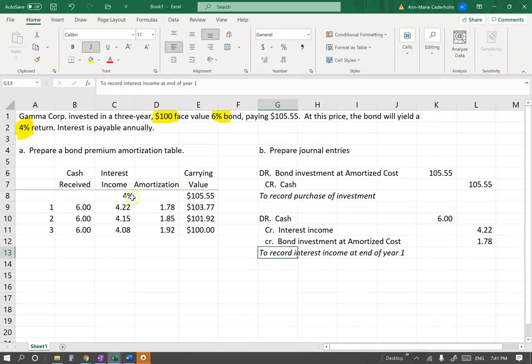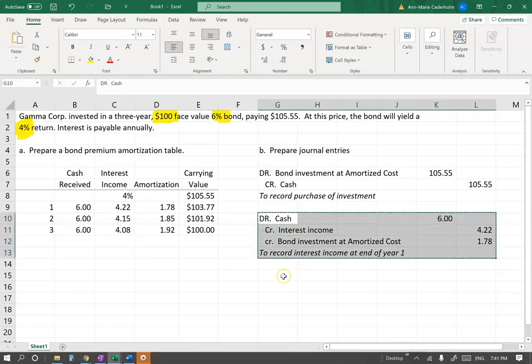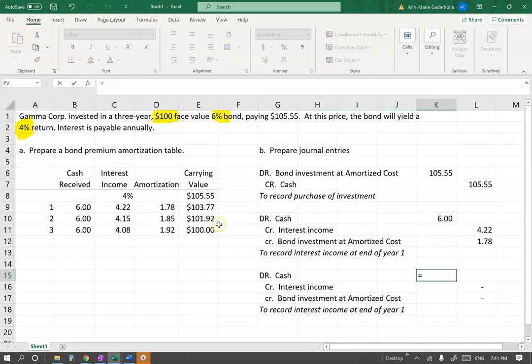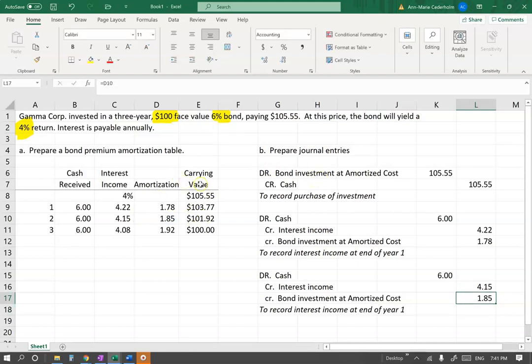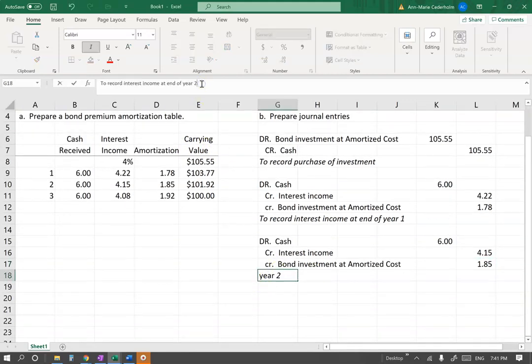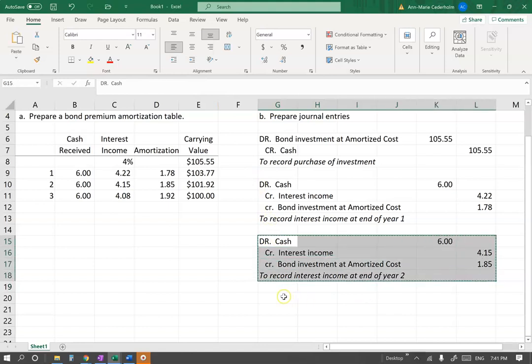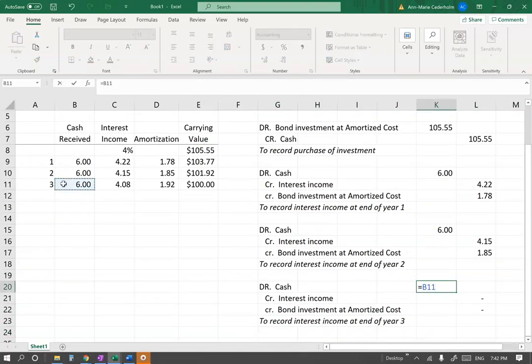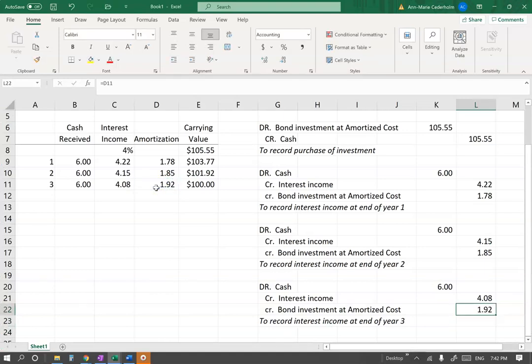Because it's only 3 years, I'll just do all of my journal entries so you can see what everything looks like for the life cycle of this bond. So my next interest payment, I'm just following my amortization table. So I've got the $6 of income that I receive for the bond. I'm allocating 4.15 to the interest and 1.85 to the bond. And that's at the end of year two. And now we'll do year three. And again, I'll record my cash that I received, allocate 4.08 to the interest, and then 1.92 to the amortization of the bond.